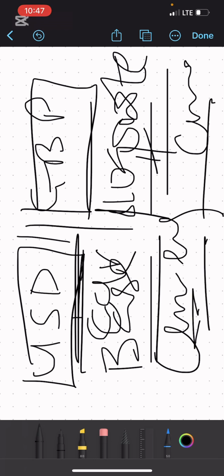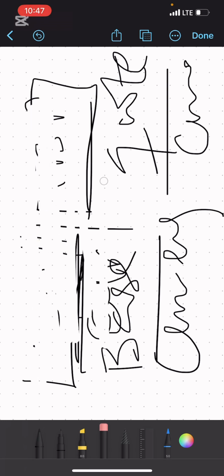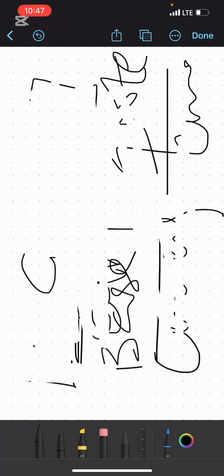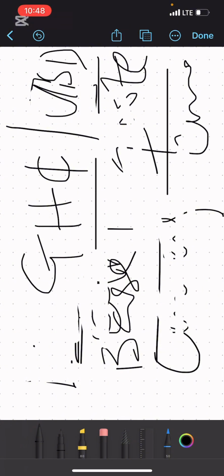Always remember, the base currency is also known as the home currency. So let's say, for example, in Ghana, and I'm trying to buy a USD. So it will be Ghana cedis to USD. So here's my base, and there's my quote currency.